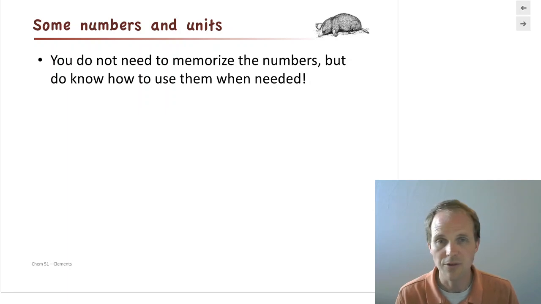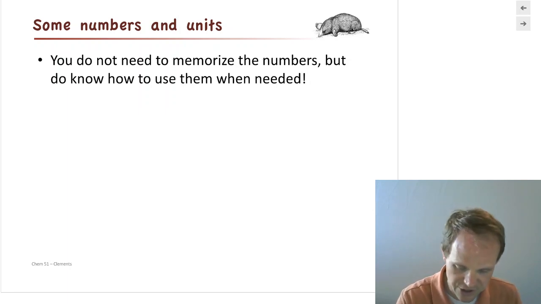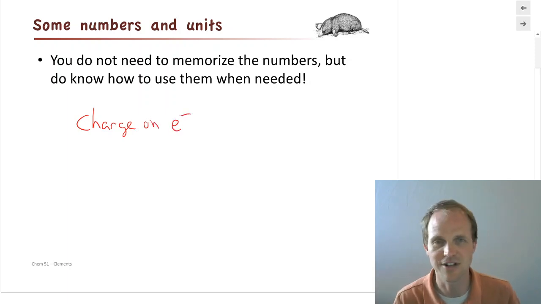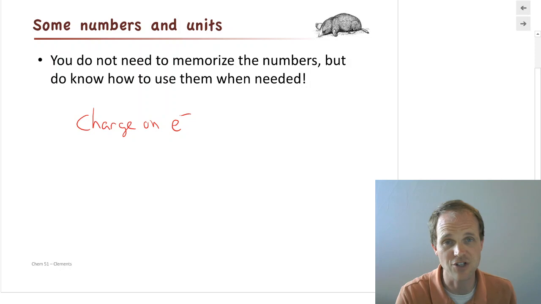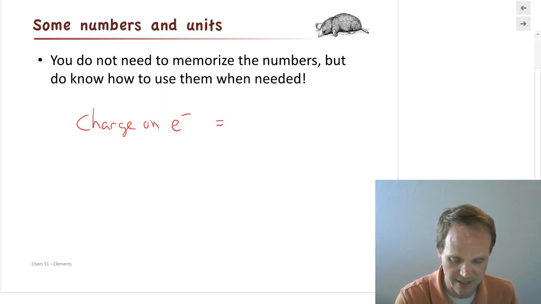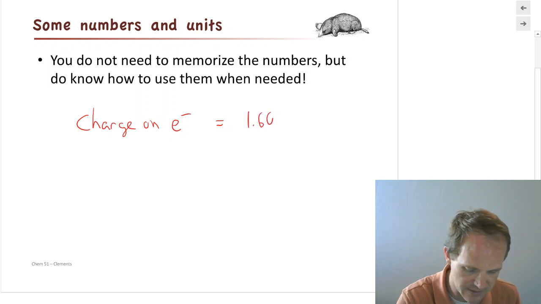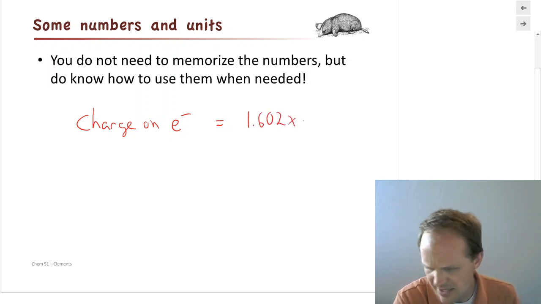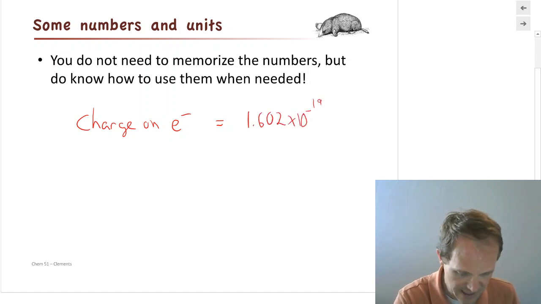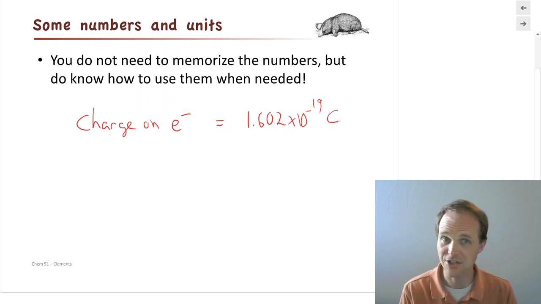Okay, so charge on an electron. What is the charge on an electron? Well, we know it's negative, right? Charge on an electron is negative. However, when people talk about the charge on an electron, they rarely put the negative sign. And charge is measured in coulombs, and it is 1.602 times 10 to the minus 19th coulomb.